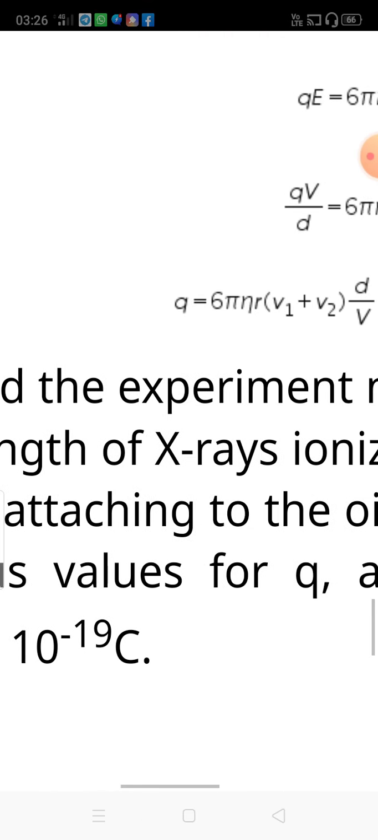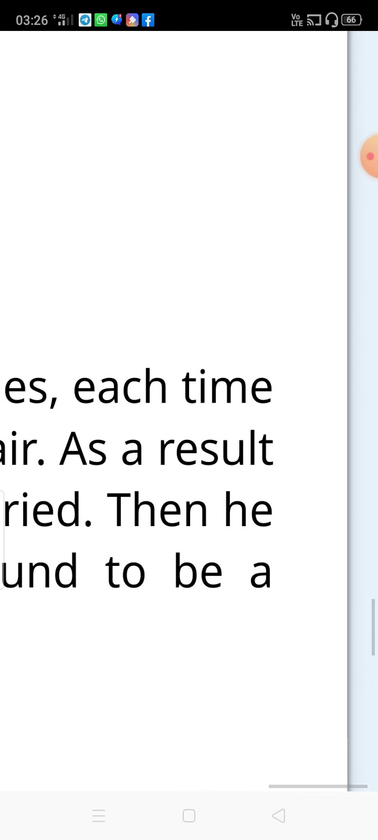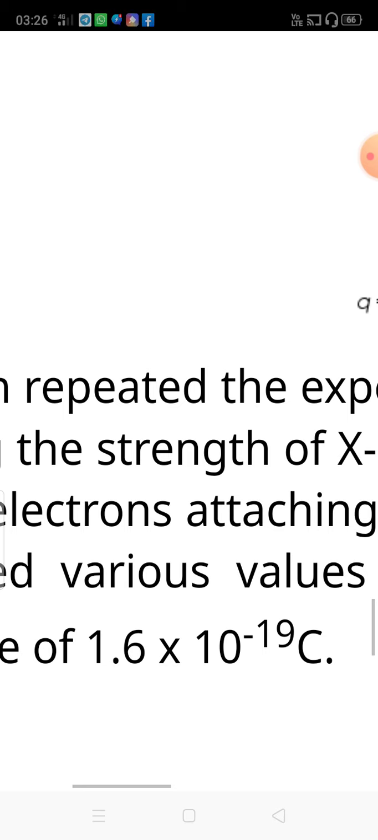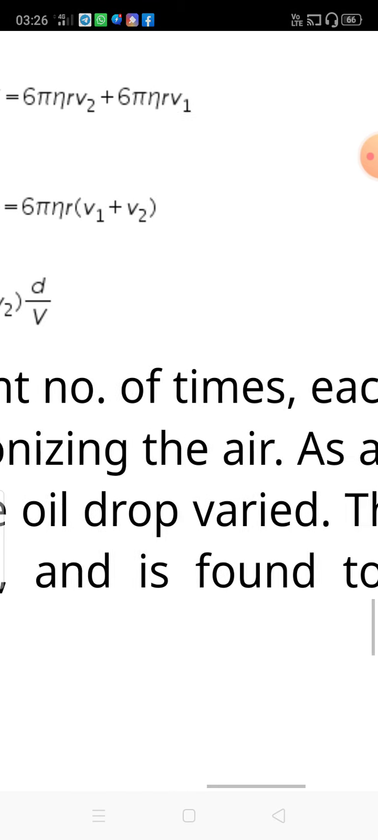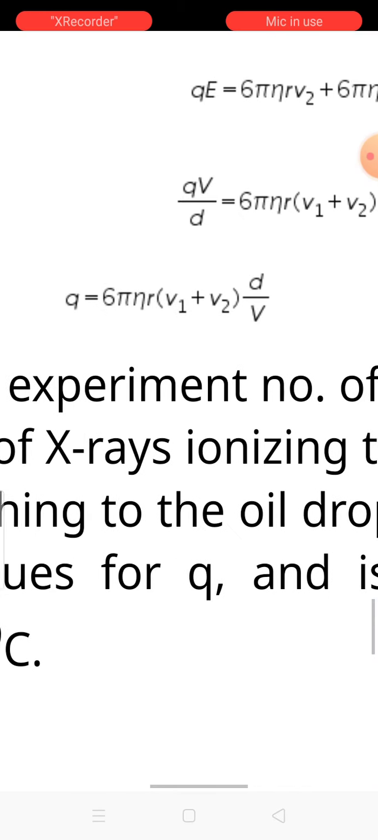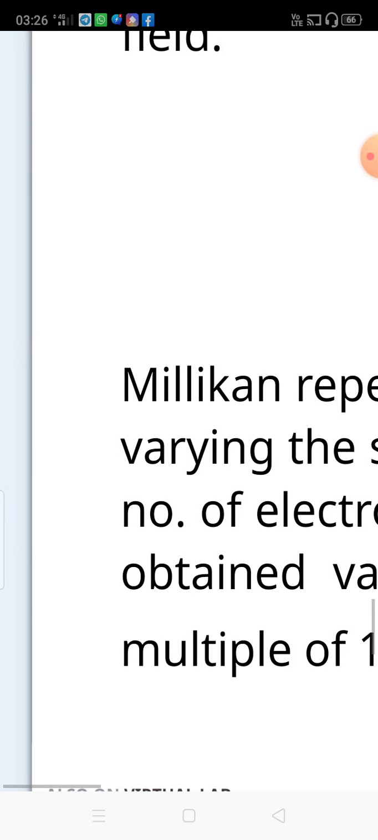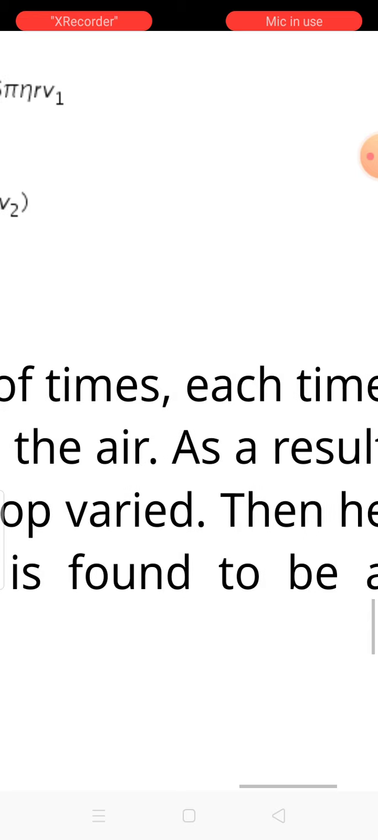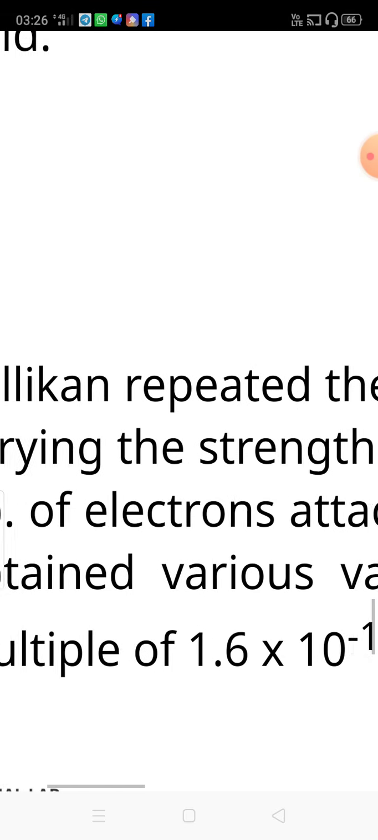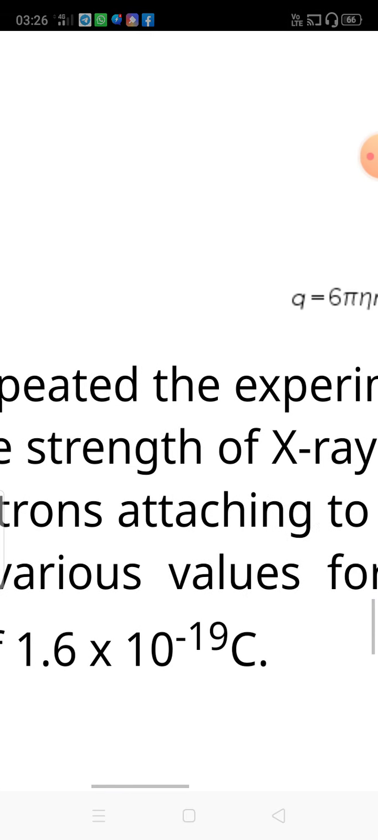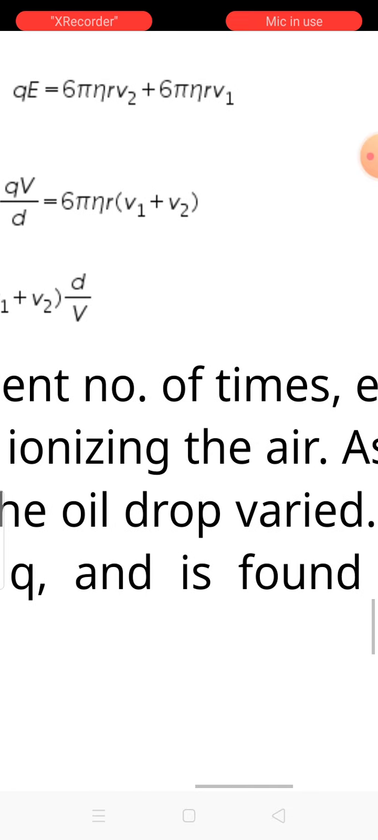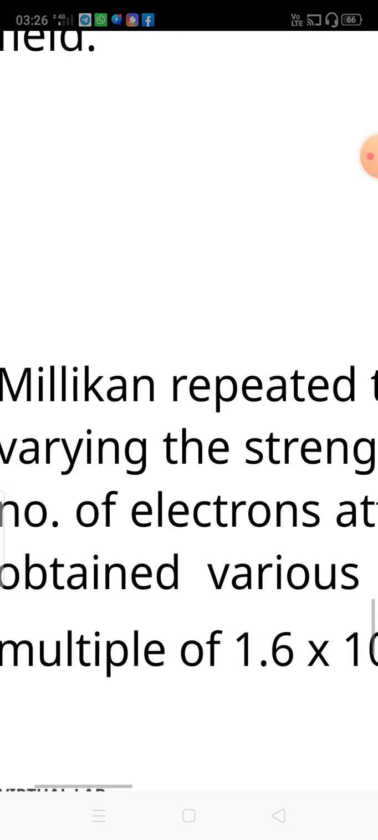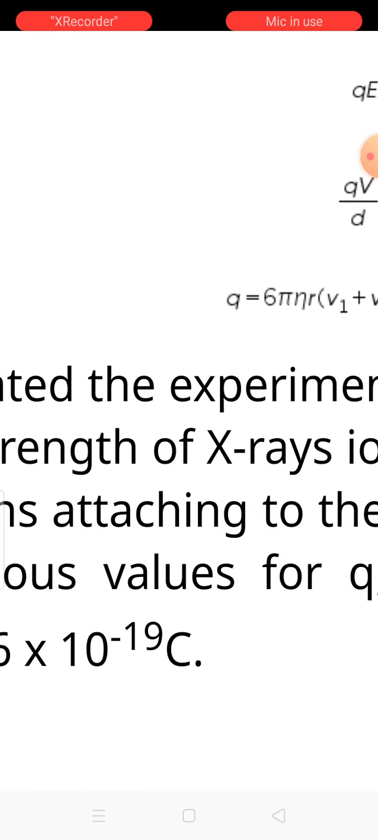Millikan repeated the experiment a number of times, each time varying the strength of the X-rays ionizing the air. As a result, the number of electrons attaching to the oil drop varied. Then he obtained various values of Q, which were found to be multiples of 1.6 × 10^-19 coulomb.